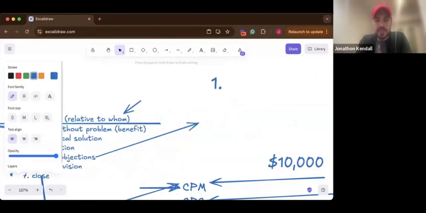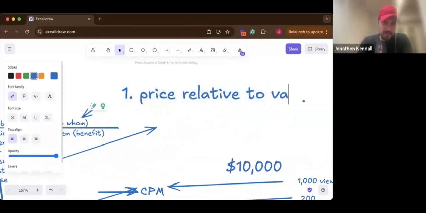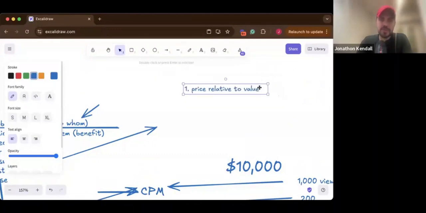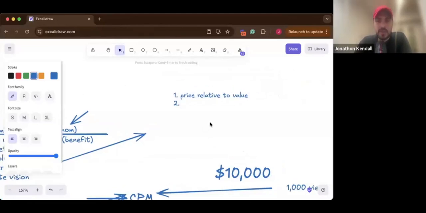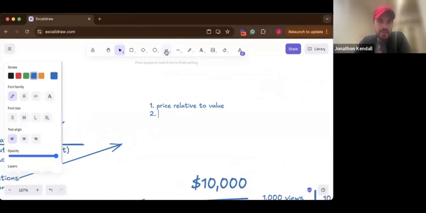So the 6 objections are price, but price is always relative to value. So when people say, oh, it's the money, it's not the money. It's the money relative to what you think the value is. So the first objection is price relative to value. The way that you answer this objection is either you make them understand that the value is much higher than they think, or you educate them about the market and say, hey, listen, this is a totally fair price and you're not going to get anything cheaper.